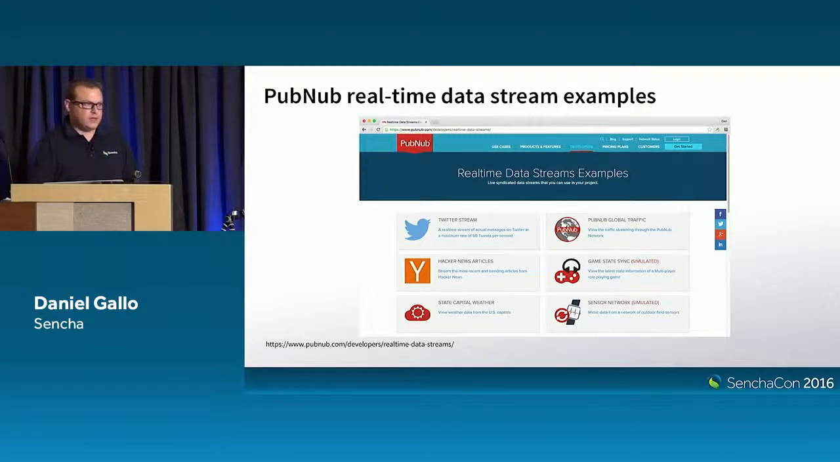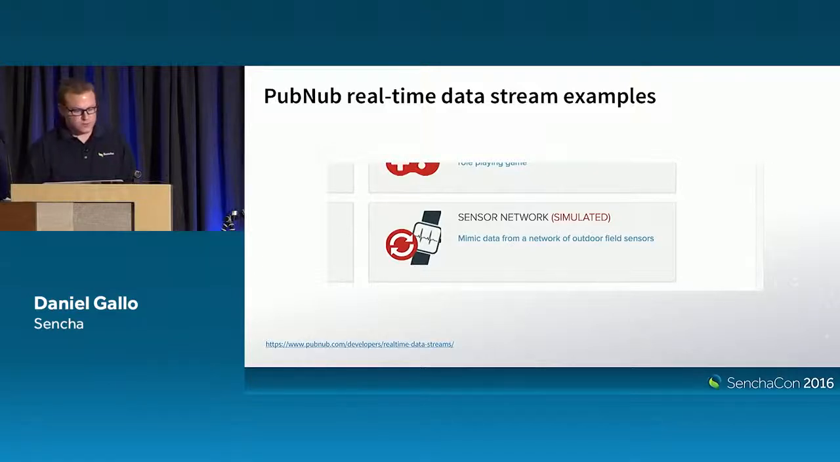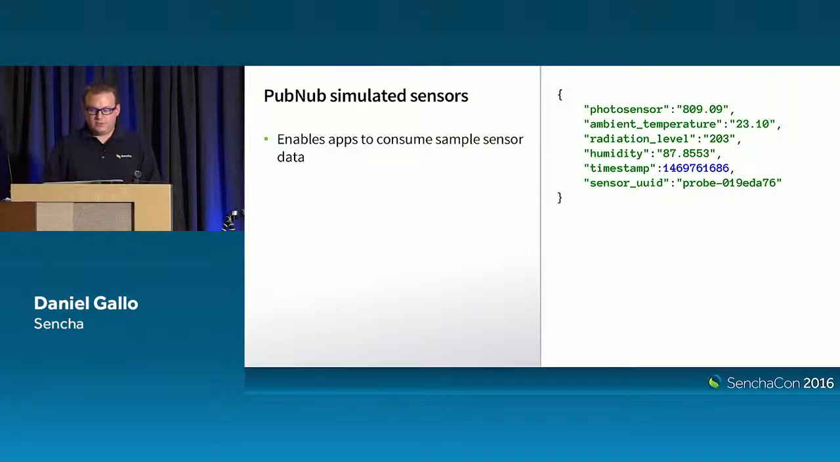Now, if you don't have any real IoT-enabled devices to play with, then PubNub features a few examples on their website. One of these is called the sensor network. And this is a simulated sensor network that returns data such as this, so a temperature, radiation level, and you can use this in your application to show on a chart, just as an example.